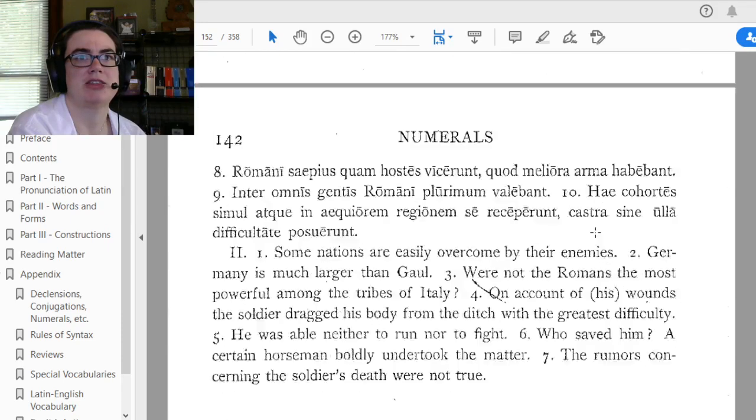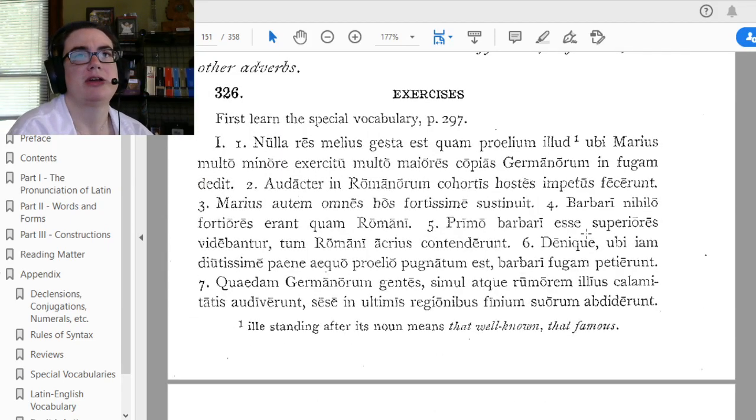All right, let's see if I can translate Latin this early in the morning. I probably can't. Nulla res melius gesta est quam proelium illud, ubi Marius multo minore exercitu multo maiores copias Germanorum in fugam dedit. No thing, nulla res, has been done, gesta est, better, melius, so the superlative adverb, than, quam, the battle that, ille standing after its noun means that famous. So that famous battle where or when Marius gave, dedit. So Marius dedit in fugam. Marius gave into flight. Marius caused to flee, you might say.